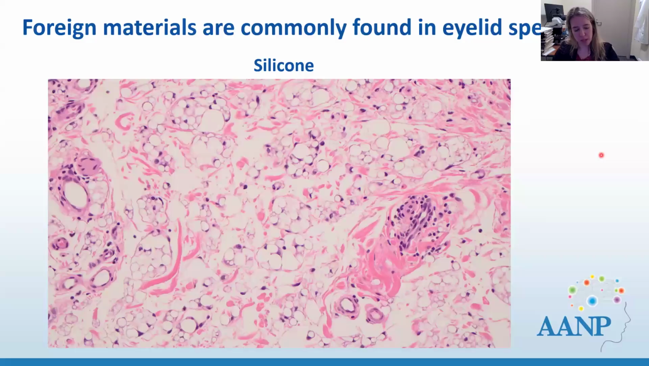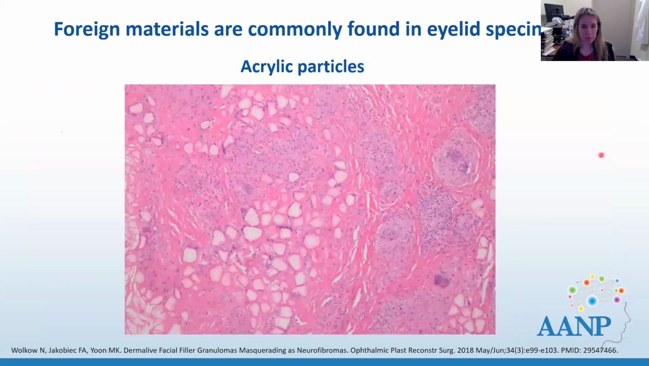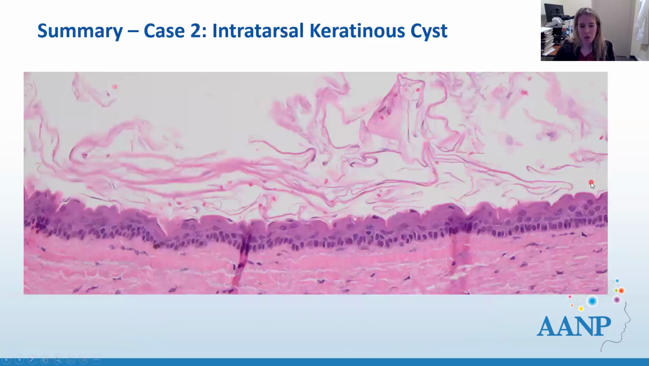And then I just want to remind you, eyelid-wise, there can be many foreign materials that can be found in eyelid specimens. People inject things and have procedures all the time. Silicone is quite common. That's what it looks like. Hyaluronic acid is found very frequently. There can be facial fillers that have other materials in them, like this one here had acrylic particles, and this one had nodules that ended up being porcine collagen.